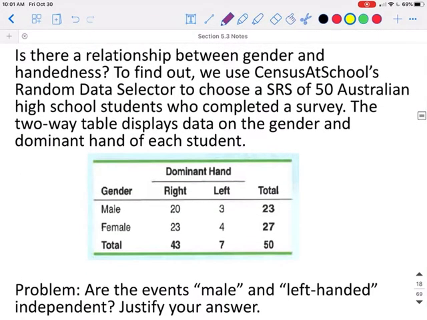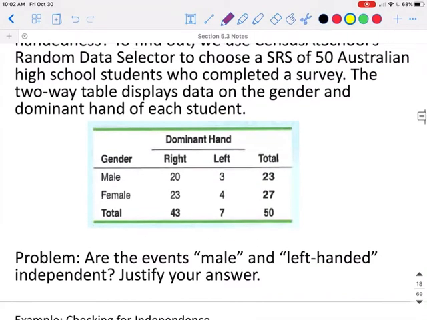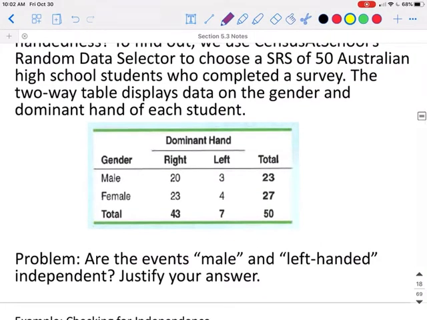So is there a relationship between gender and handedness? To find out, we use a Census at School random data selector to choose a simple random sample of 50 Australian high school students who completed a survey. The two-way table displays data on gender and dominant hand of each student. Are the events of male and left-handedness independent?